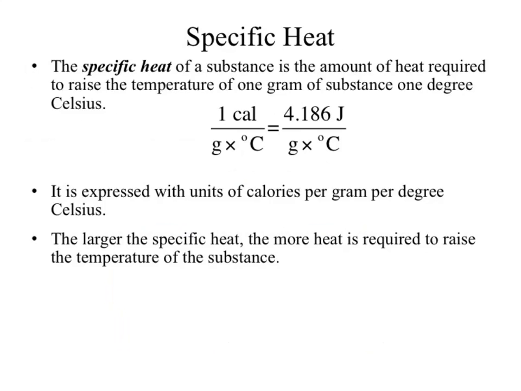Okay? So if we're going to try and convert calories into joules, the relationship happens to be 1 calorie equals 4.186 joules. Okay? How could we figure that out? Well, if this is the exact same substance, what happens if I multiply both sides by grams?